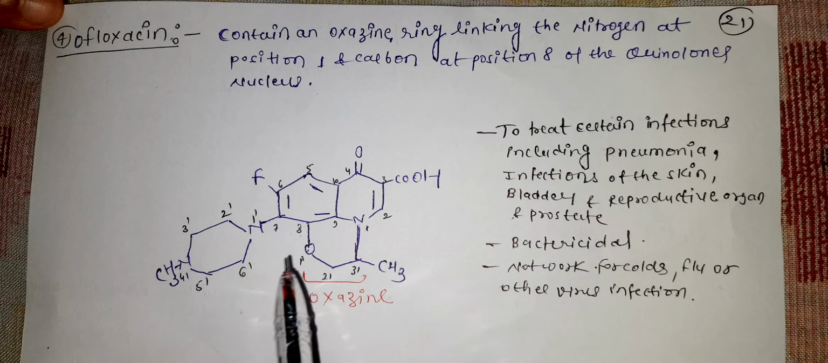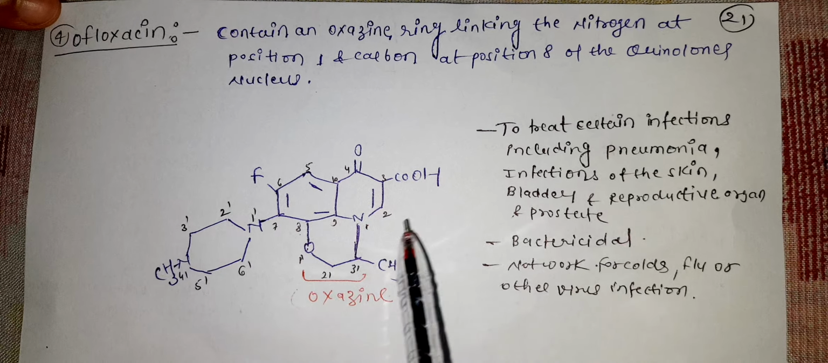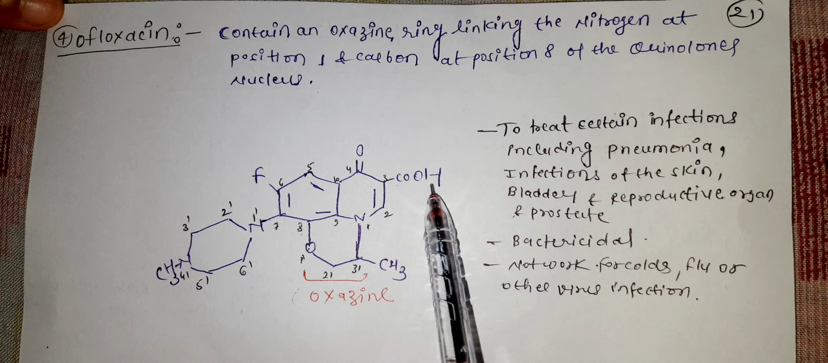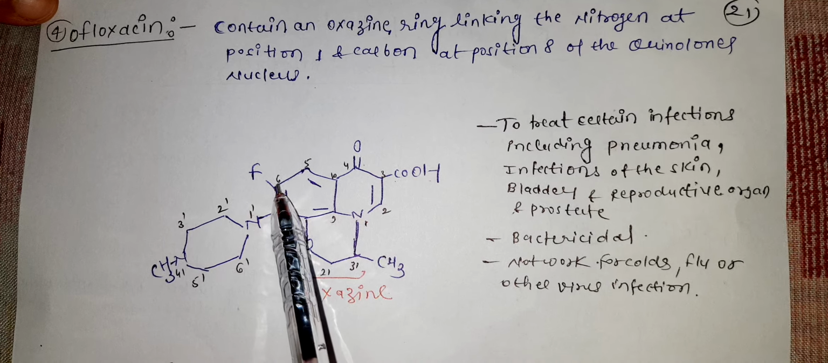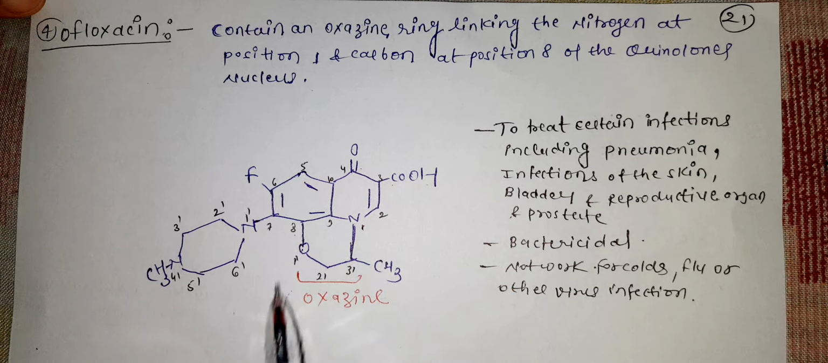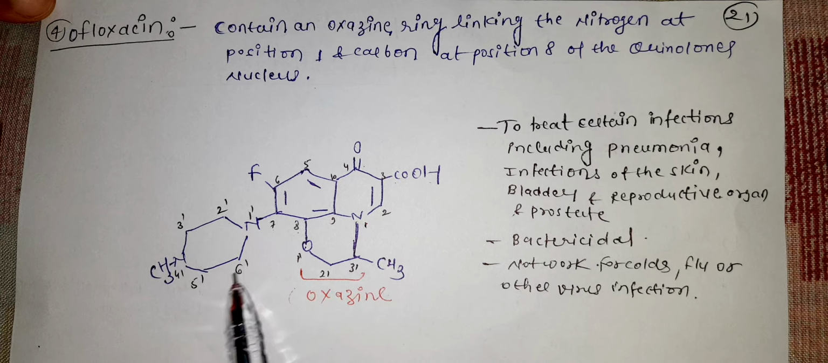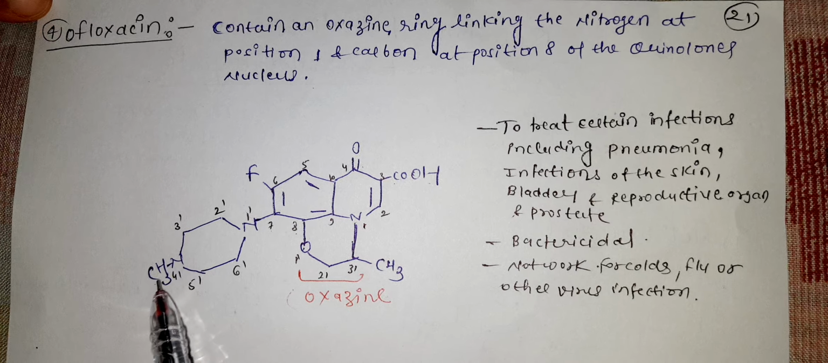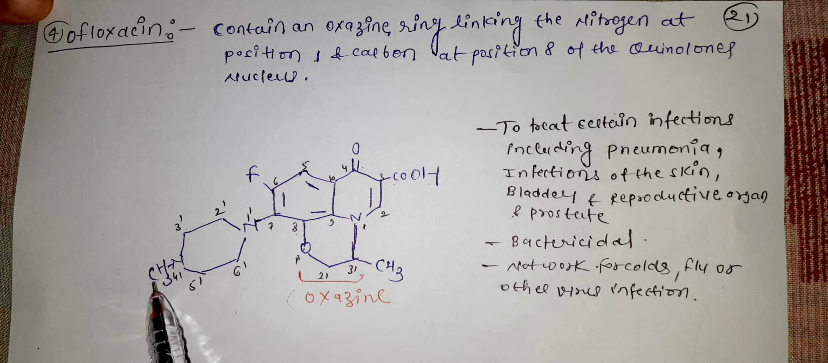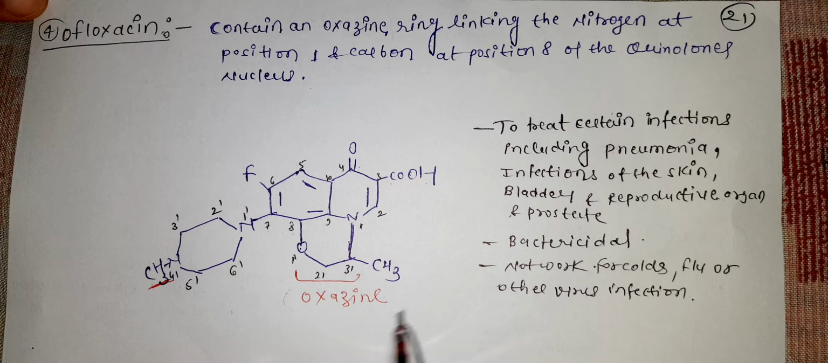Structure and the side chain and the substitution: position number 3 is a carboxylic group, position number 4 is an oxo group, position number 6 is substituted by fluorine, position number 7 is substituted by piperazine, and position 4 of the piperazine is substituted with a methyl group. So this is the structure of ofloxacin.